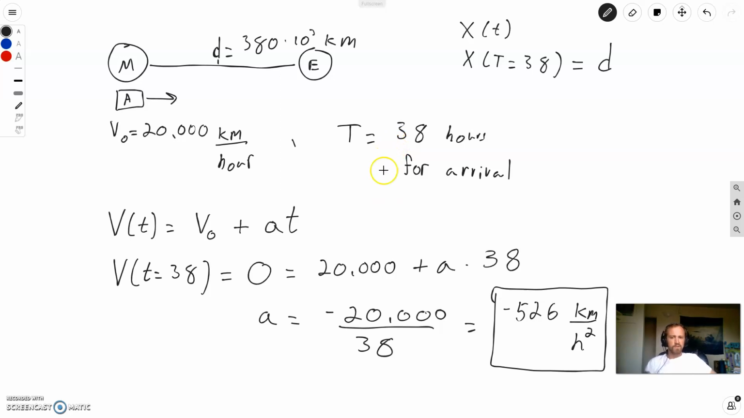So kind of we have two ways of doing it. Because we know they come to rest at the Earth at this time, then we can either force them to be at rest at that time or evaluate their position at that time. And we should get the same acceleration for both for this to be a physically reasonable problem. But that's the answer. Negative 526 kilometers per hour squared.